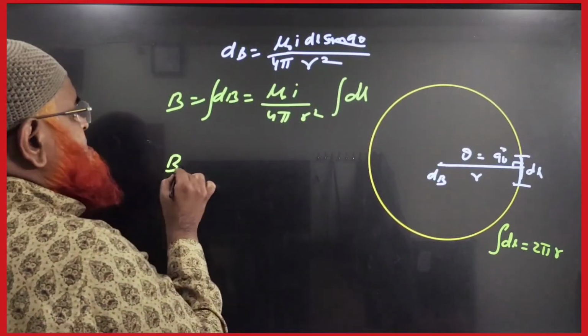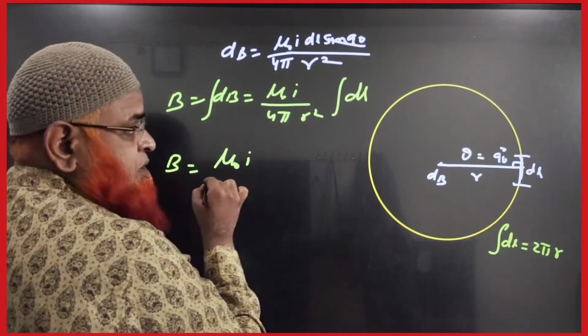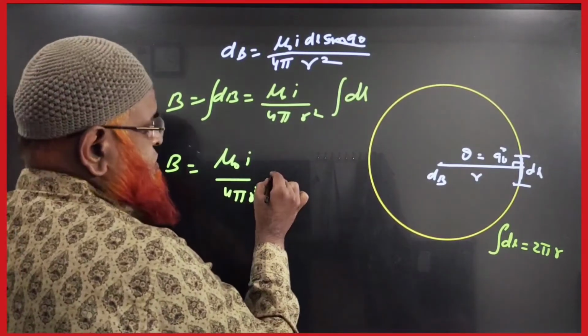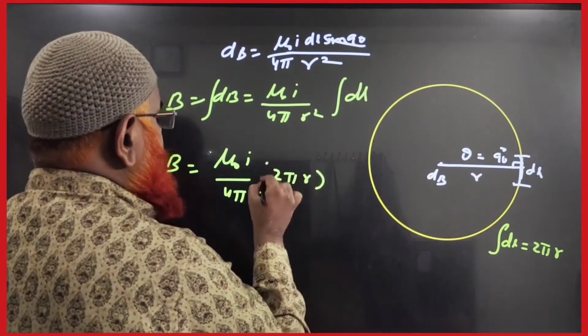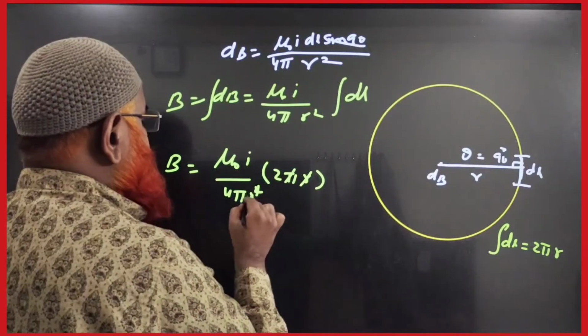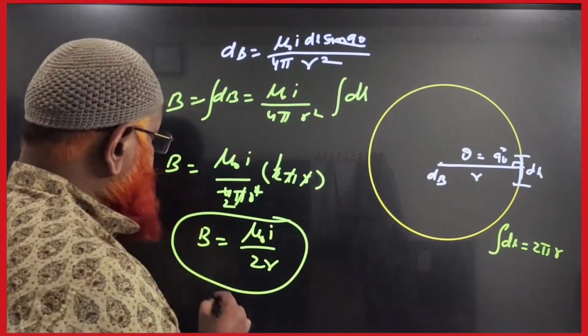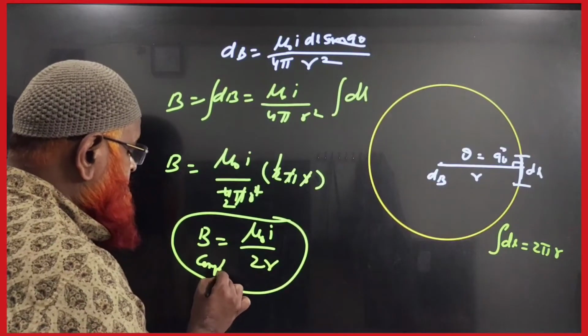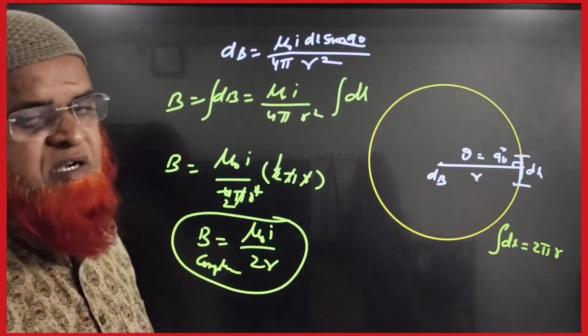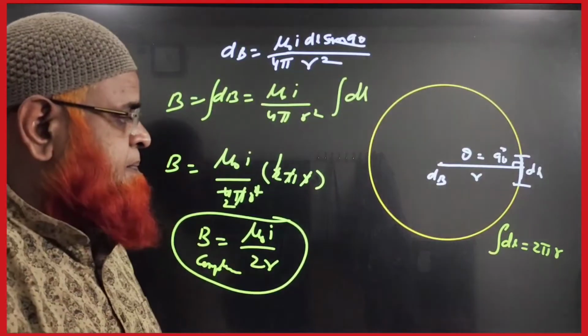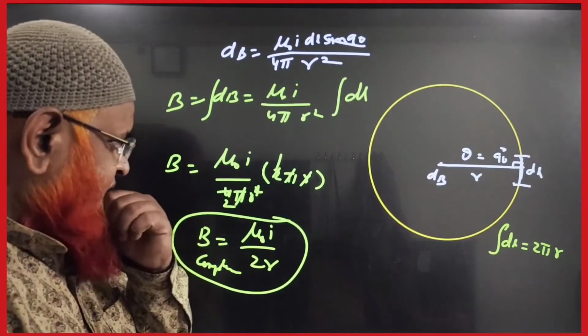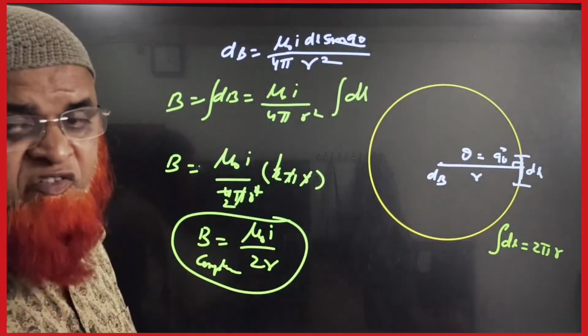So you will be getting B is equal to mu naught I by 4 pi r square into 2 pi r. So r square gets cancelled, pi gets cancelled, 2 ones. Therefore B is equal to mu naught I by 2r. So this is for a complete circle. Understood? Now what happens if it is 1/4 of a circle?